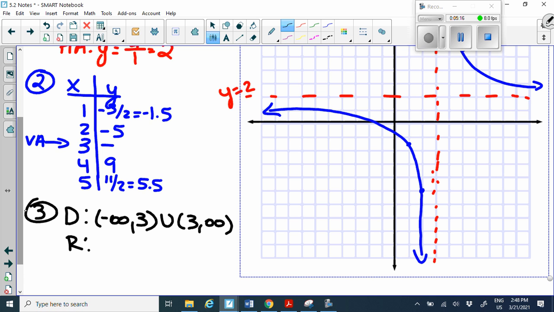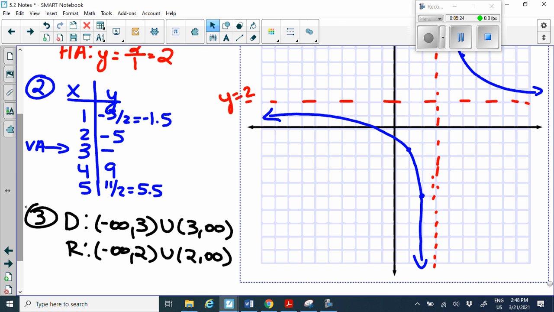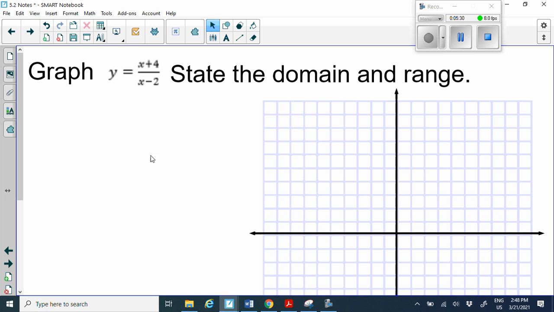Okay, range goes off of the horizontal asymptote, which was at 2. So we have negative infinity to 2, don't forget the union, and 2 to infinity. Okay, let's go and try another one like this. I would like you guys to go and pause the video and try this one on your own. Okay, let's see how you did.